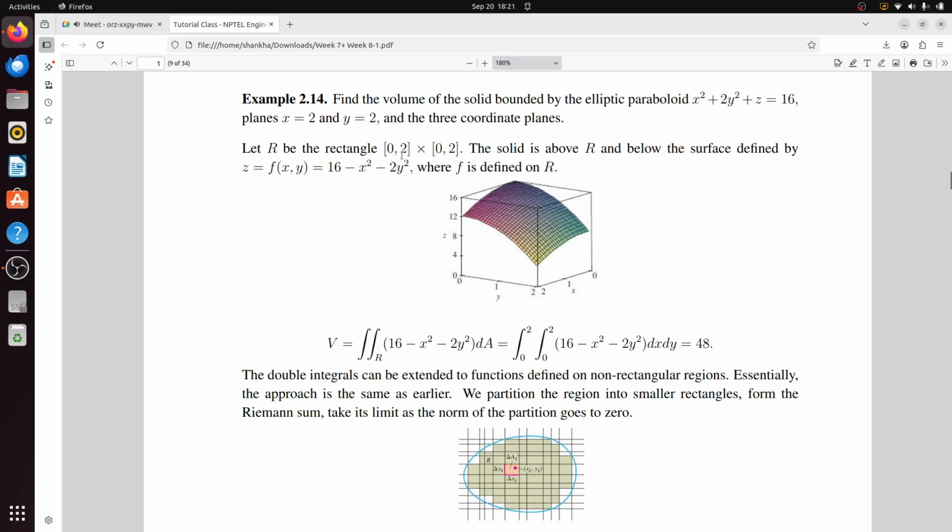Okay, so you need to find the volume of the solid bounded by the elliptic paraboloid x square plus 2y square plus z equal to 16, planes x equal to 2 and y equal to 2, and the three coordinate planes. Let R be the rectangle 0 to 2 by 0 to 2. The solid is above R and below the surface defined by z equal to f(x,y) equal to 16 minus x square minus 2y square, where f is defined on R. So V becomes the double integration of 16 minus x square minus 2y square dA, 0 to 2, 0 to 2, 16 minus x square minus 2y square dx dy. That will give you 48.